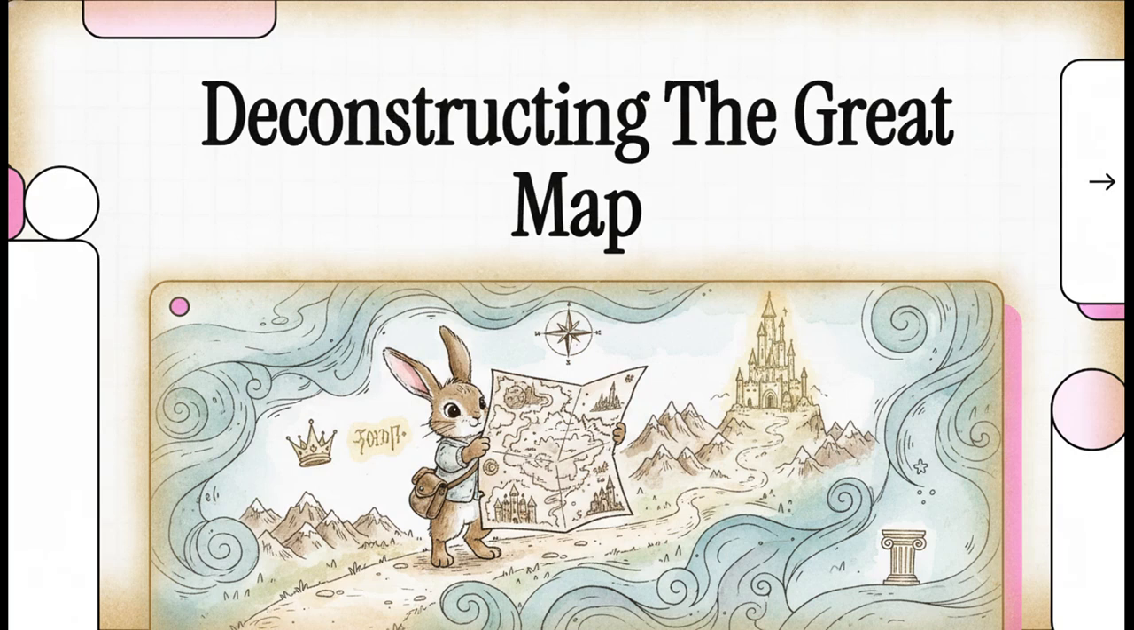All right, let's jump right in. Today's explainer is honestly such a treat because we're going to deconstruct a piece of source material that, at first glance, looks like your standard, gentle children's story. It's a tale called The Great Map in the Magic Word.